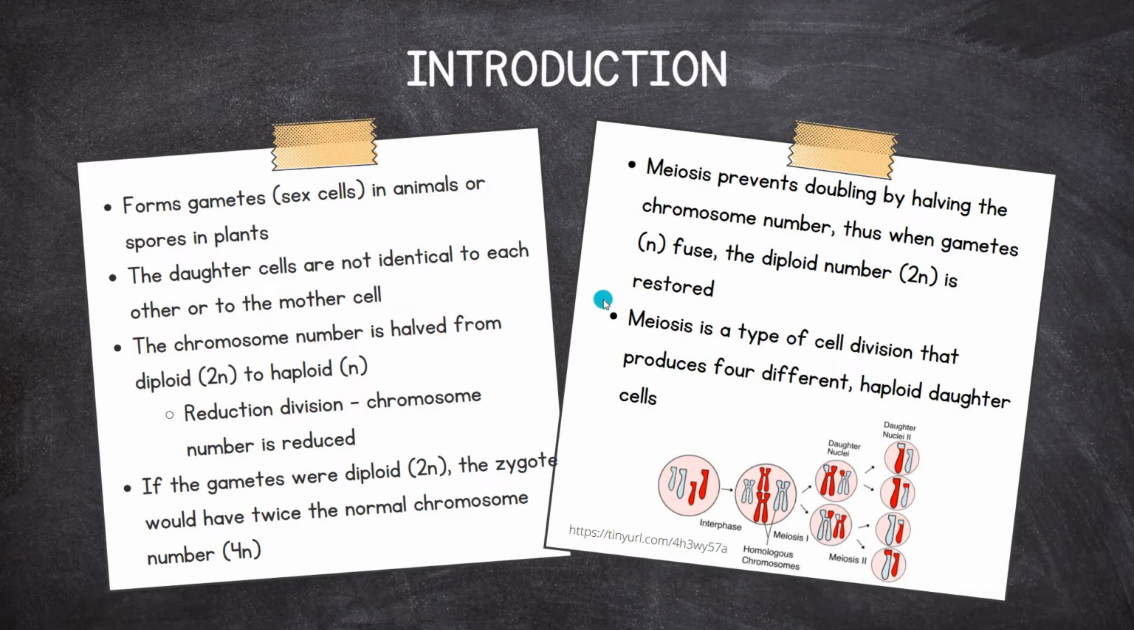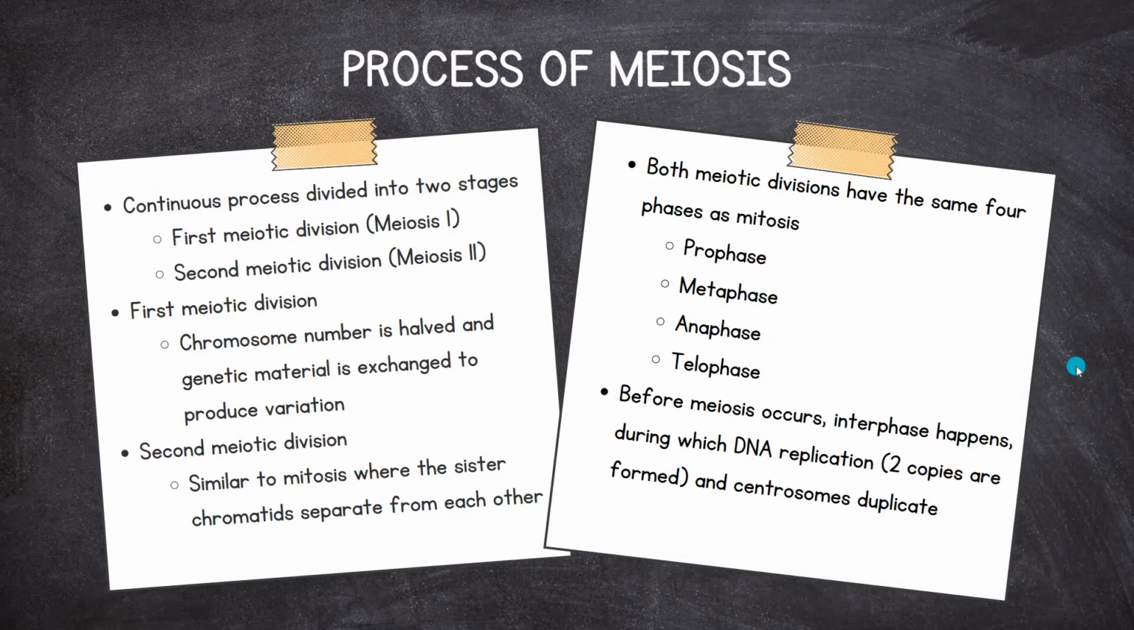Meiosis is a type of cell division that produces 4 different haploid daughter cells, as we can see here. So, the process of meiosis. Meiosis is a continuous process that is divided into 2 stages: the first meiotic division, or meiosis 1, and then the second meiotic division, or meiosis 2. During the first meiotic division, chromosome number is halved and the genetic material is exchanged to produce variation. The second meiotic division is almost exactly the same as mitosis, where the sister chromatids separate from each other.